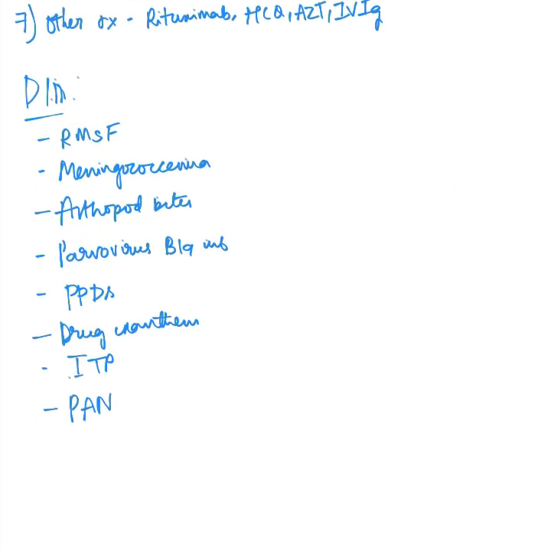Some of the differential diagnoses are Rocky Mountain spotted fever, meningococcemia, arthropod bites, parvovirus B19 infections, pigmented purpuric dermatosis, drug exanthems, ITP, and polyarteritis nodosa.